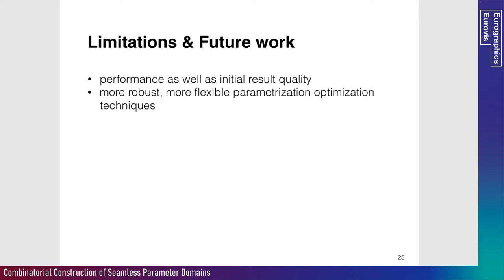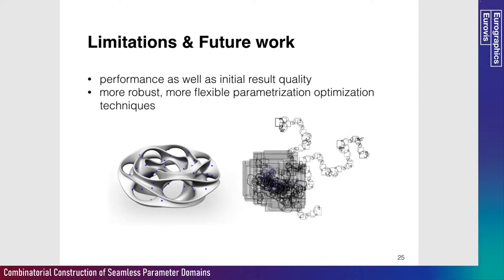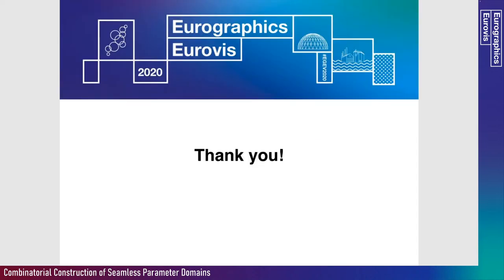And this, for the time being, somewhat limits the utility of our method in complicated cases, like the high genus object depicted here, where the initial domain can be really complex. So advances in this direction really would be of high value for these methods here, as well as certainly beyond, for parameterization and map optimization in general. This is the end of my presentation. Thanks for listening.